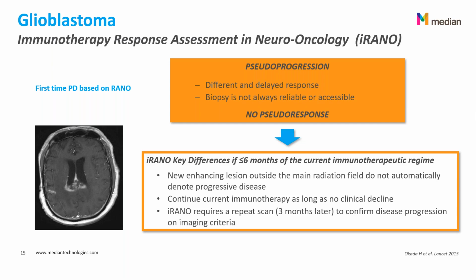This panel also recommends that among patients with early progressive imaging findings, including new lesion, but clinically stable, meaning no experience of significant neurological decline, and those patients have been on immunotherapy for less than 6 months, a confirmation of radiological progression should be done 3 months after. And the new enhancing lesions outside the main radiation zone will not automatically denote progressive disease. They will be added into tumor burden for the follow-up assessment, and also for the follow-up imaging confirmation of progression. If it's confirmed, then the date of progression will be back to the initial date.